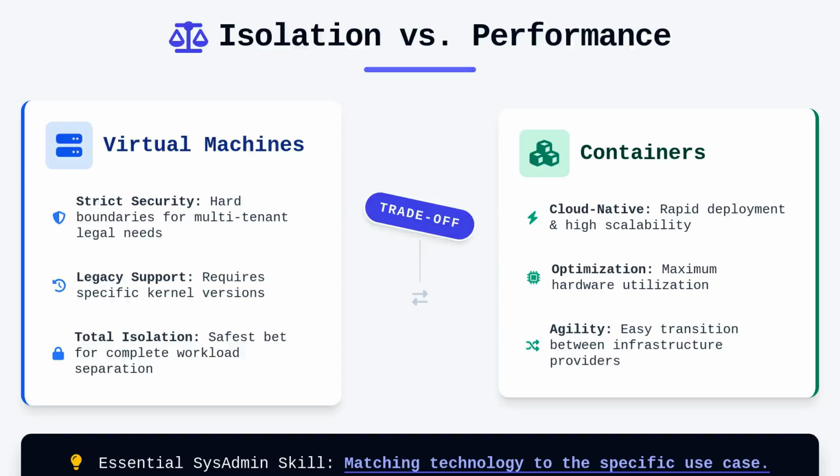When determining the appropriate technology for your specific use case, you should consider the trade-offs between isolation and performance. Virtual machines are the industry standard when you need to run legacy applications that require a specific kernel version, or when strict security boundaries are the highest priority. If you're dealing with multi-tenant environments where total isolation between workloads is a legal or compliance requirement, the virtual machine remains the safest bet. Conversely, container runtimes are designed for modern cloud-native applications that favor scalability and rapid deployments.